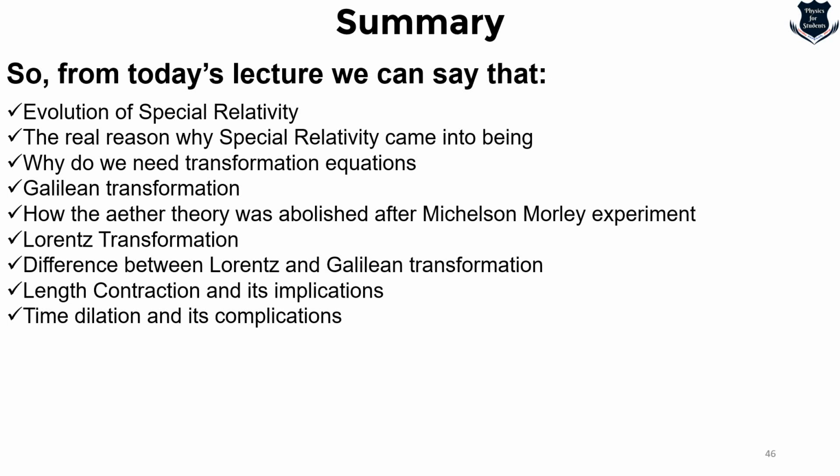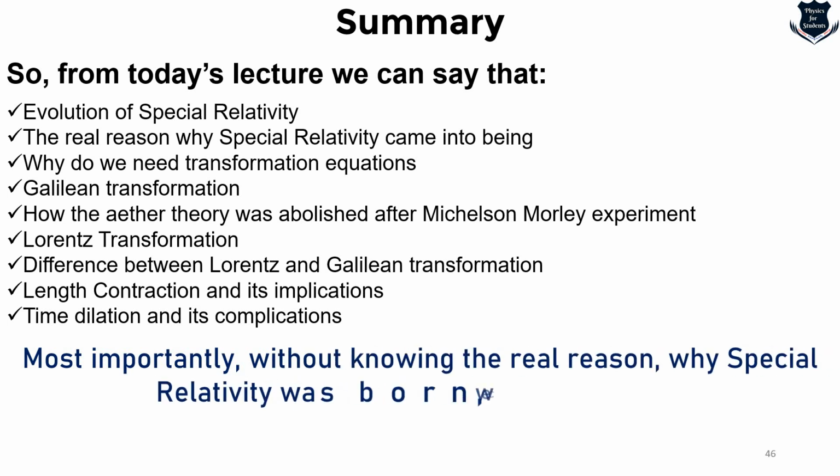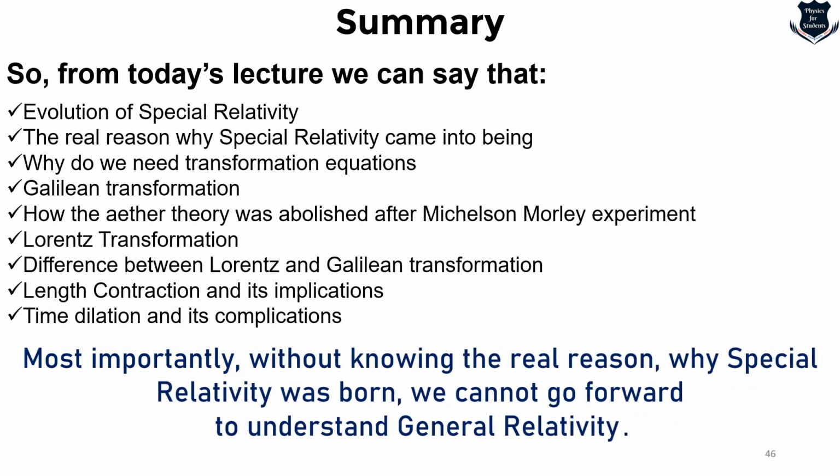We have seen that the Galilean transformation later went into the Lorentz transformation, the foundations of the Michelson Morley experiment, and how the Michelson Morley experiment helped Einstein to postulate special relativity, the difference between Lorentz and Galilean transformation, time dilation and its implications, and length contraction and its implications. What is very important from today's lecture is knowing the real reason why special relativity was born; without knowing that, we cannot go forward to understand general relativity.